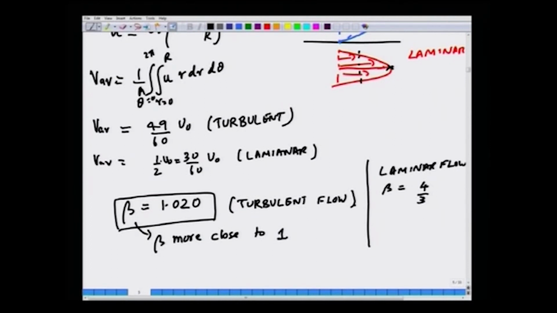So, in many practical problems, if the flow is turbulent, then it is a good approximation to keep the momentum correction factor as 1, because the error incurred by replacing 1.020 with 1 is not much, whereas for laminar flows it is always good to use the actual momentum correction factor 4 by 3 when you compute various forces using the integral momentum balance, because indeed the differences are huge when you consider laminar flow.